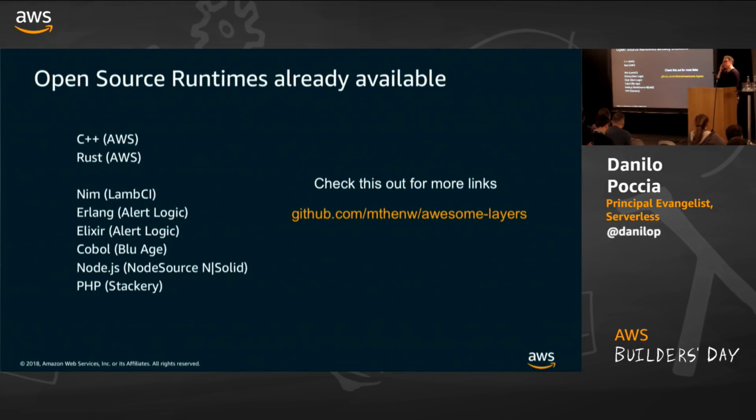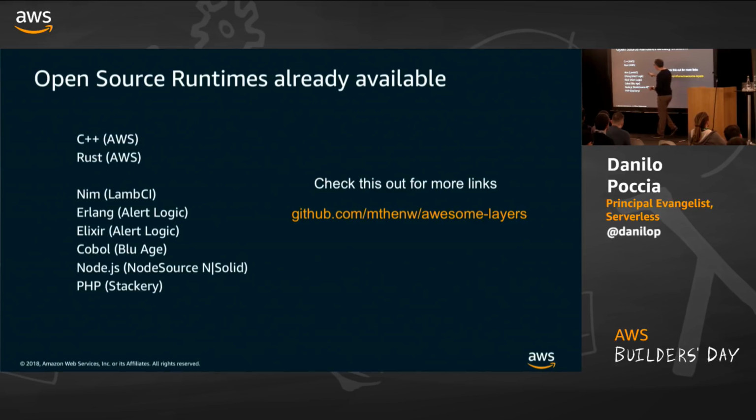When we launched the runtime API, we released a few open source runtimes. We worked as AWS, and also together with our partners. So as AWS, we launched the C++ runtime to create C++ functions, and Rust for creating Rust functions. And those are open source on GitHub. There is a blog post on the Compute Blog and a blog post on the Open Source Blog of AWS that describe how you can use those runtimes.